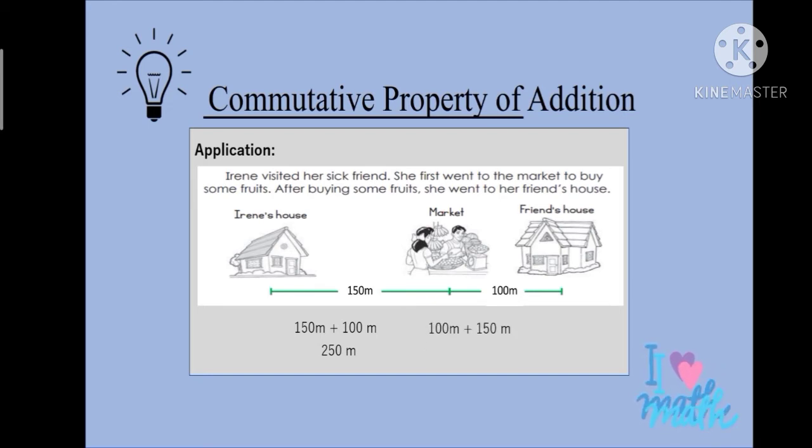And we know that 100 meters plus 150 meters is still equal to 250 meters. And we can say that 150 meters plus 100 meters is equal to 100 meters plus 150 meters.